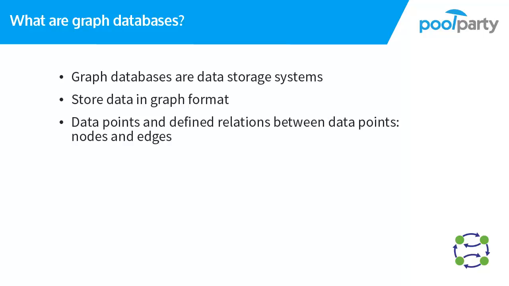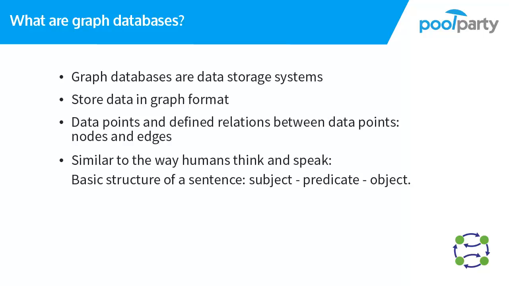This way of storing data is thought to be similar to the way in which humans think and speak. The basic structure of a sentence consists of a subject, a predicate, and an object. The predicate is equivalent to the edge in the graph, which connects the data points of the subject and the object. Graph databases store data in a very similar way.